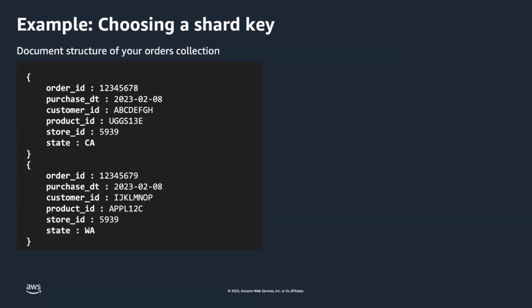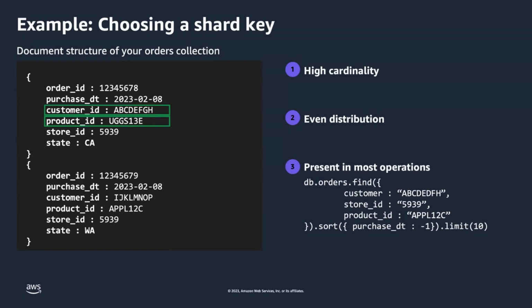We observed that state could be a bad candidate for a shard key. To improve cardinality, we could select product ID or customer ID, which provide a high cardinality. Secondly, product ID and customer ID also distribute load across shards more evenly than the state field could. Finally, a good shard key should be present in most queries that you run.